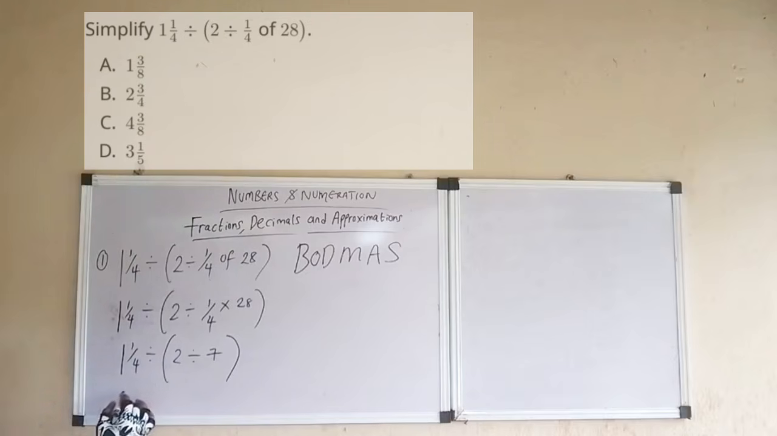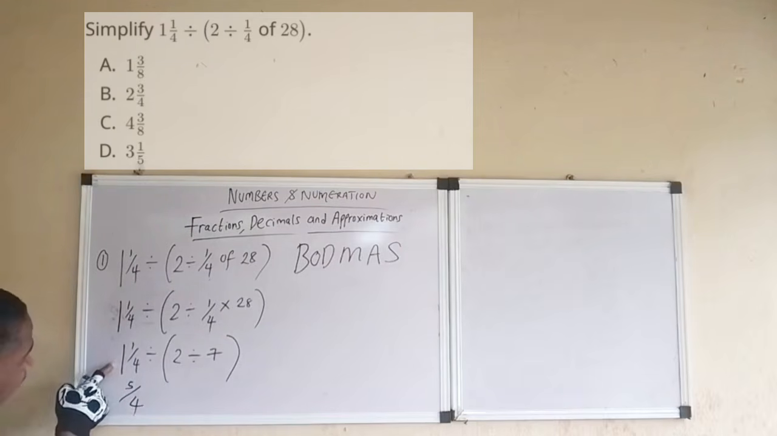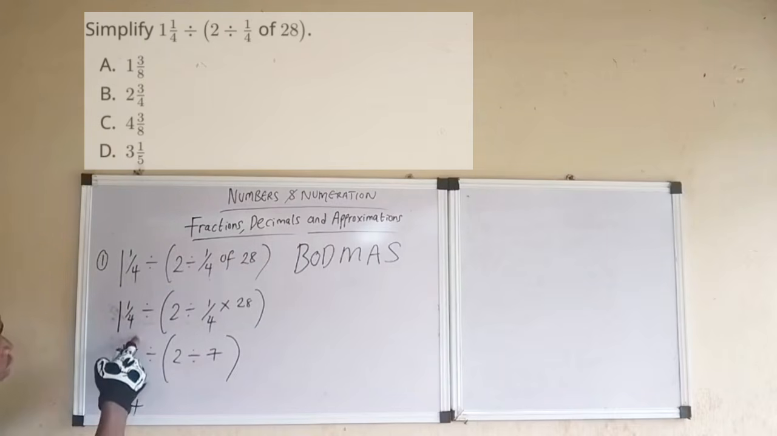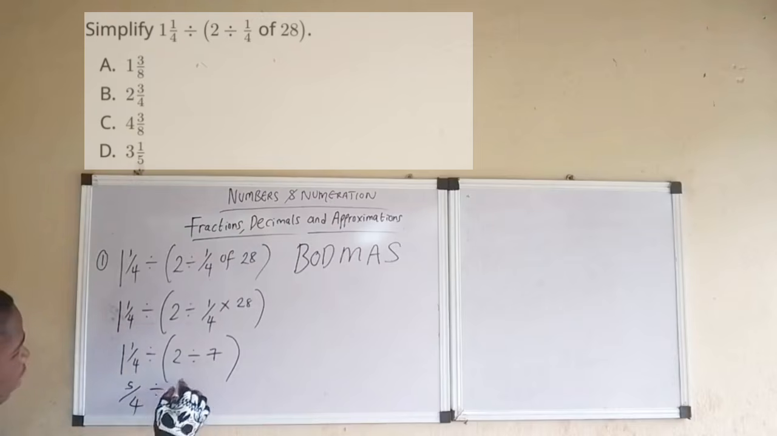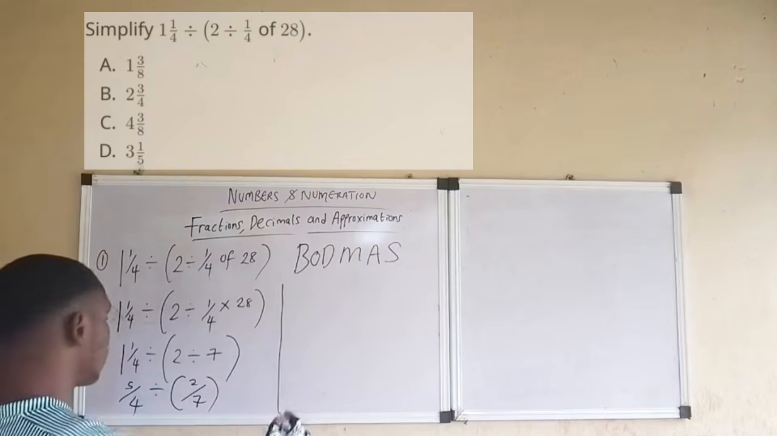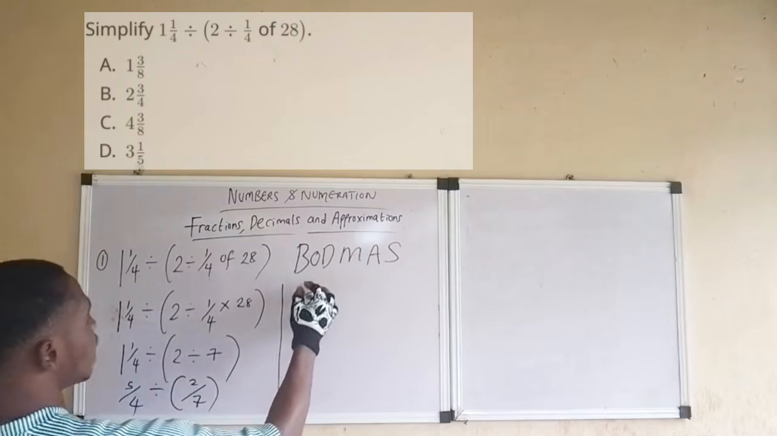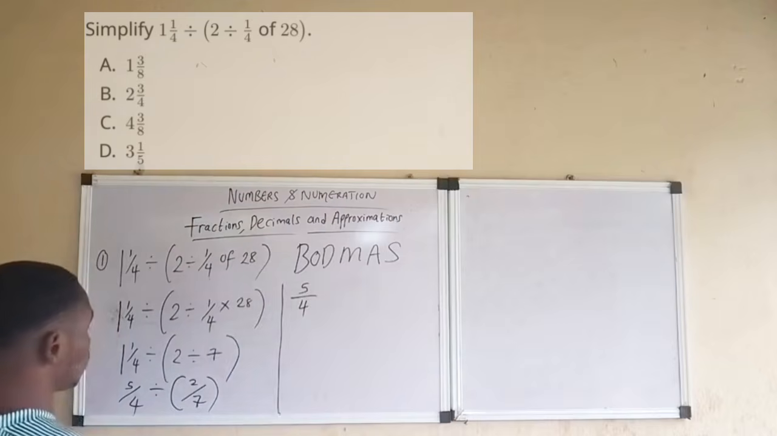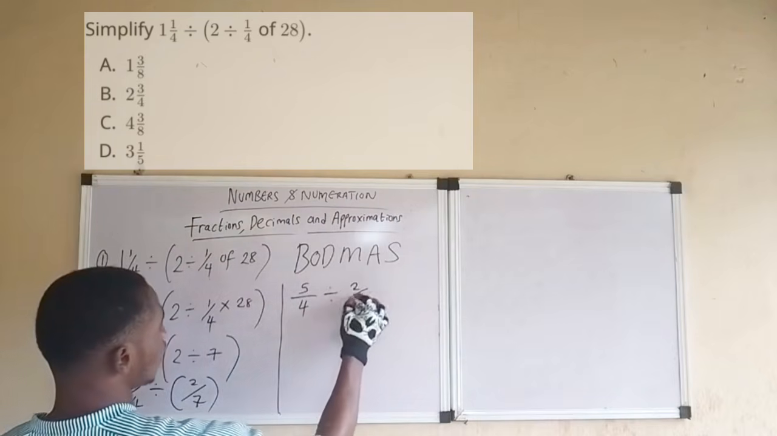Now we'll convert this mixed fraction to an improper fraction. So we'll be having 5 over 4. To do that, we multiply the denominator by the whole number, which is 4. 4 times 1 gives us 4. Then you add that result to the numerator. 4 plus 1 gives us 5. So we're having 5 over 4. Now, we're still dealing with what we have in the bracket. This is 2 divided by 7. This is 2 over 7. Okay. Now, moving forward, we have 5 over 4 divided by 2 over 7.